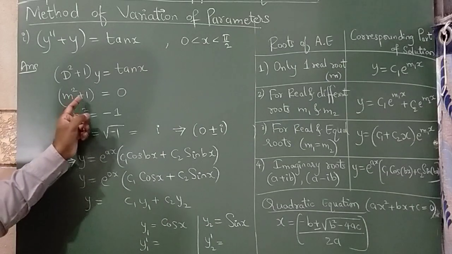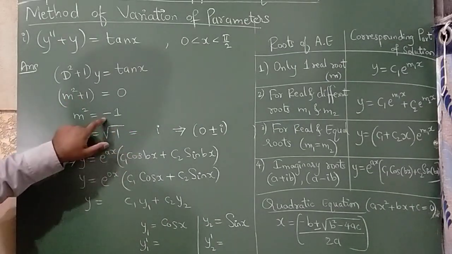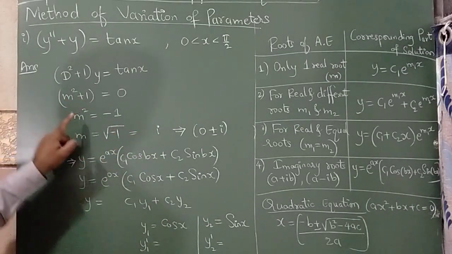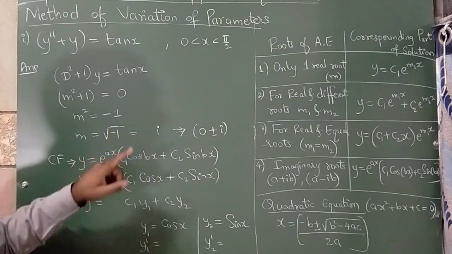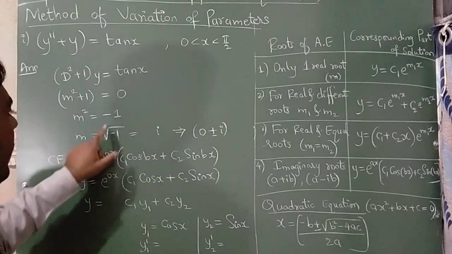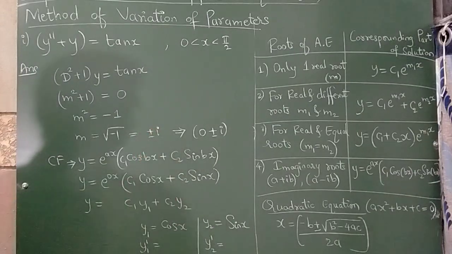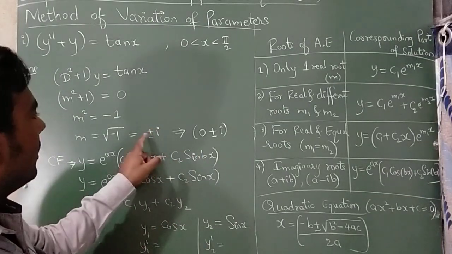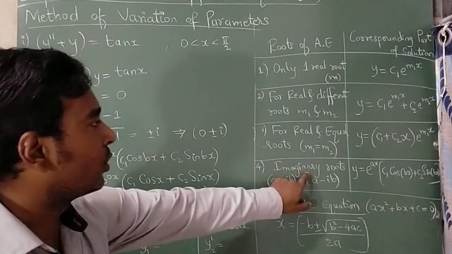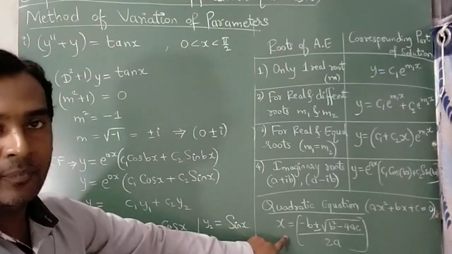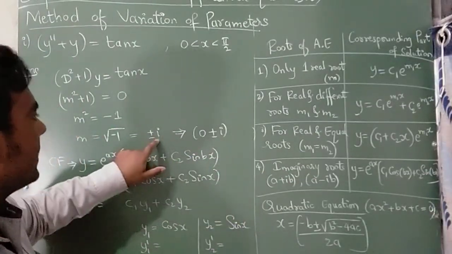Now take this plus 1 to the right hand side, it will become minus 1. Now take this square to the right hand side, it will become square root. So I have told you the square root of minus 1 is i. So I will write it as plus or minus i. So this is called an imaginary root. That's what I was explaining. Fine. So this is imaginary.